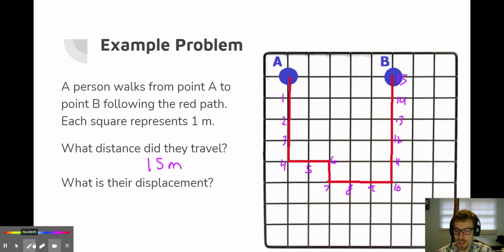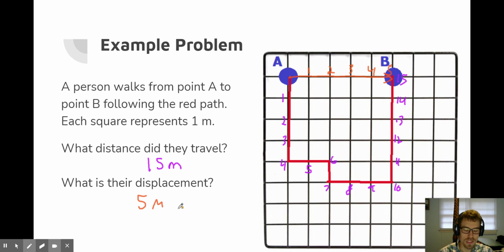Now, let's talk about the displacement, all right? The displacement, again, is where did we start and where did we end? It's just a straight line. So we started here at A. Our straight line is like this, okay? So we have 1 meter, 2, 3, 4, and 5. So our displacement is 5 meters.